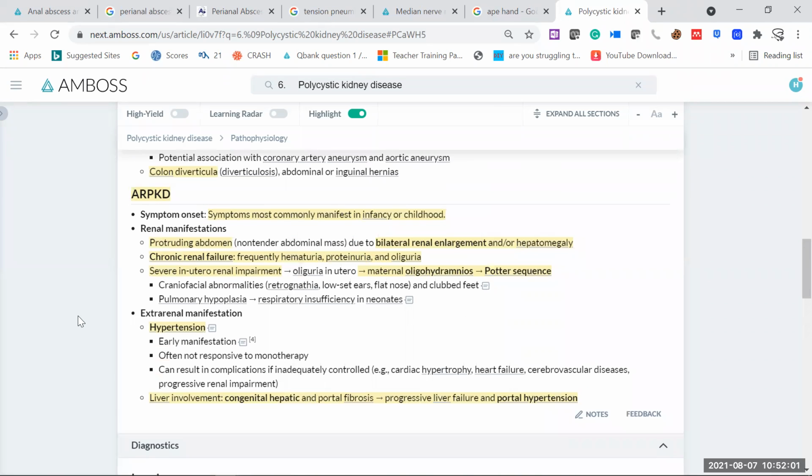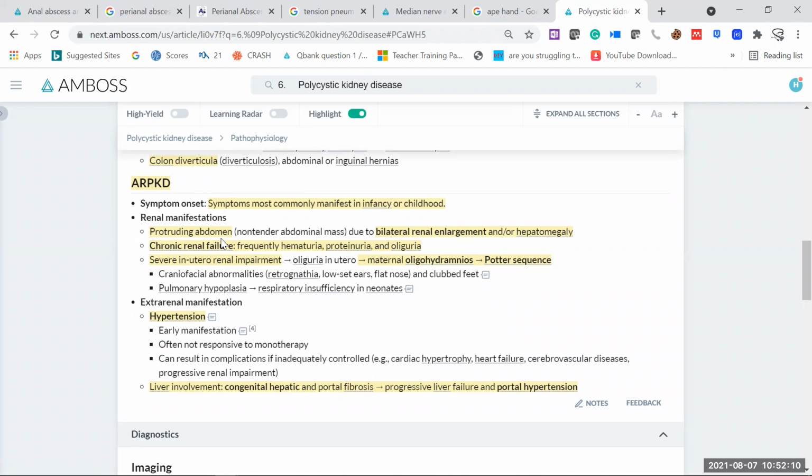Now, if you are considering autosomal recessive, they are saying symptoms most commonly manifest in infancy or childhood. These symptoms show a protruding abdomen, especially in a child who has abdominal swelling or bilateral renal enlargement. The liver is also increased here. The baby can end up in chronic renal failure.